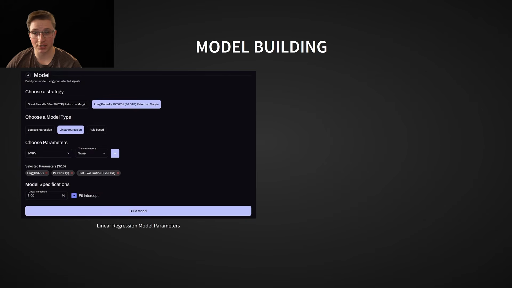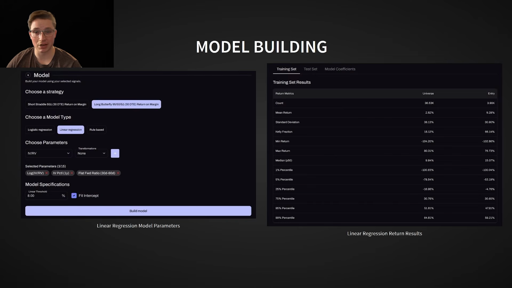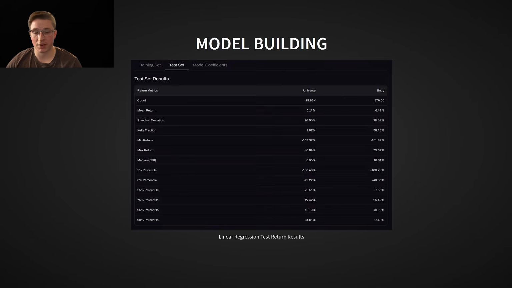Bumping it up to 8% brings us down to around 2,000 to 3,000 trades total. This works out to around a few hundred trades per year, which is much more practical. This filtered model shows promising results. We get a higher mean return, lower variance, and a significantly higher Kelly fraction, which is a good measure of capital efficiency. Now that we're done optimizing, we can finally look at the test set.